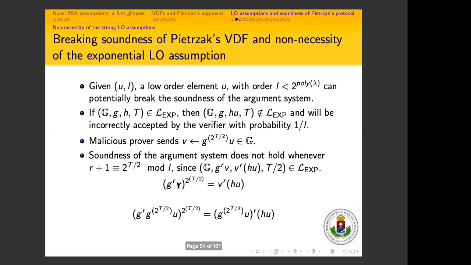And this is true because, let me just put in the place of V this quantity. So this is the same, but now I put V here and there. Since G to the 2 to the T equals H, those are vanishing. So at the end of the day, if we cancel out what should be canceled out, what we will have is U to the 2 to the T half equals U to the R plus 1. And this holds whenever the exponents are congruent mod L, remember U is the low order element, it has an order L. So if this is a low order element, then the prover is really happy, because then he can just cheat with probability L. This is the main observation, how a low order adversary could break the soundness of the PHX VDF.